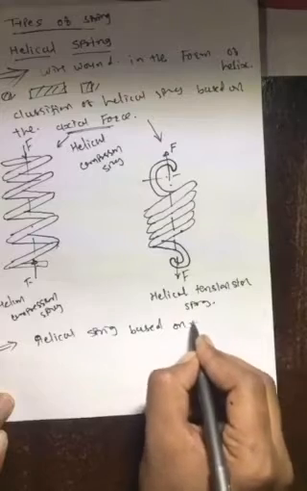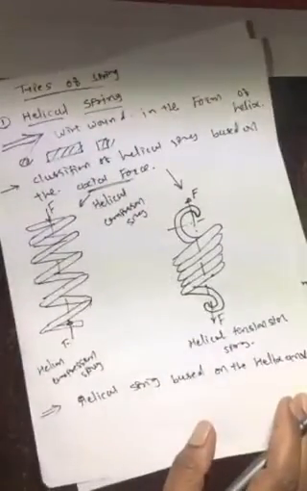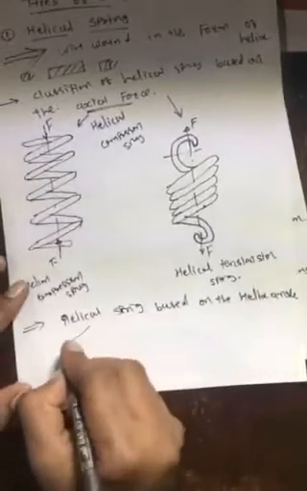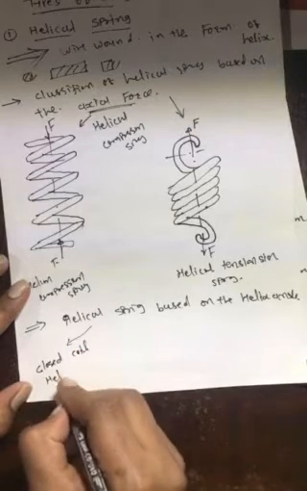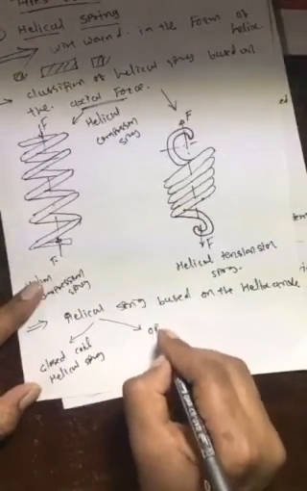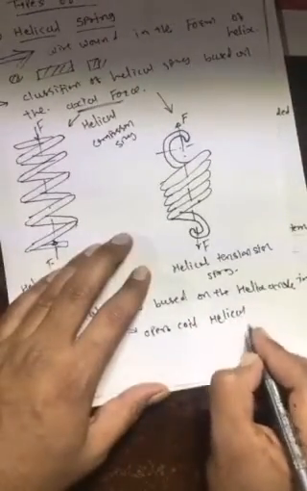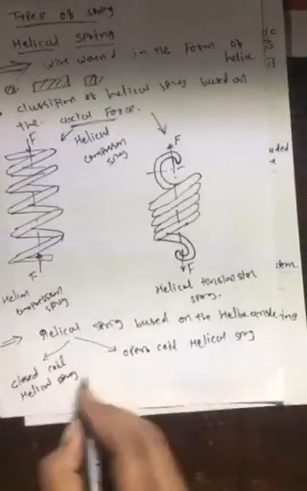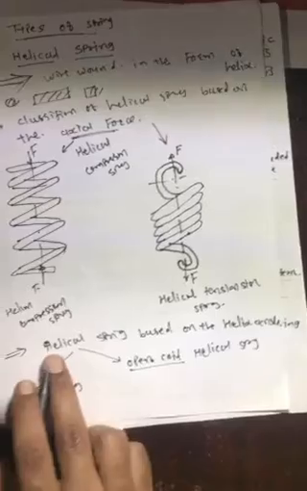Based on the helix angle, there are two types. The first one is the closed coil helical spring and the second one is the open coil helical spring. So what is a closed coil helical spring and what is an open coil helical spring? First we can see the closed coil helical spring.